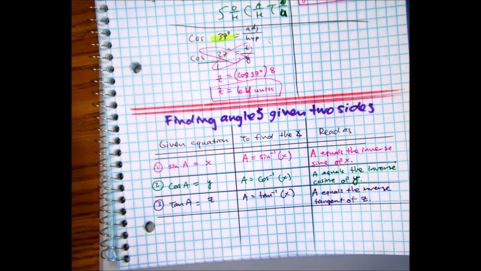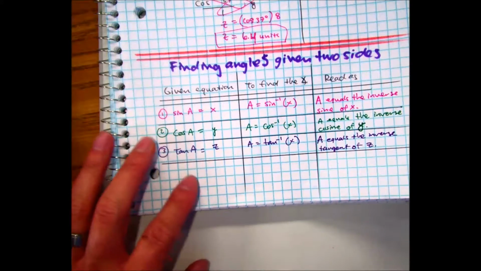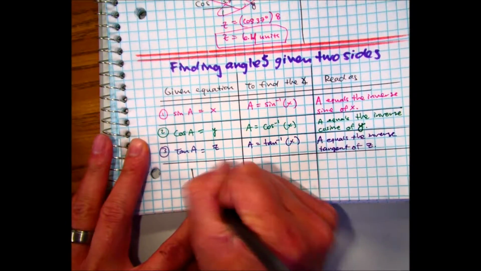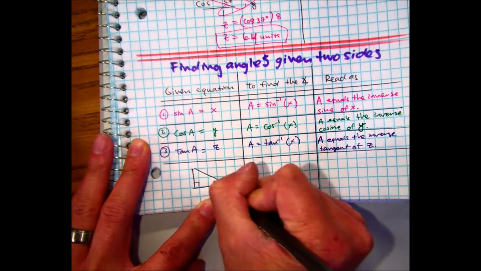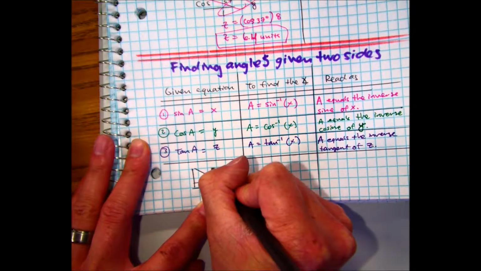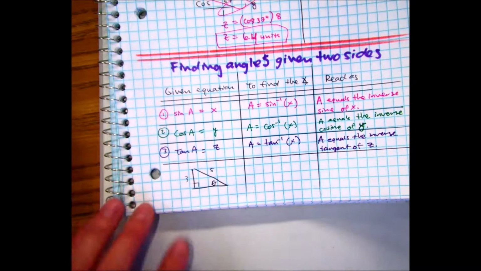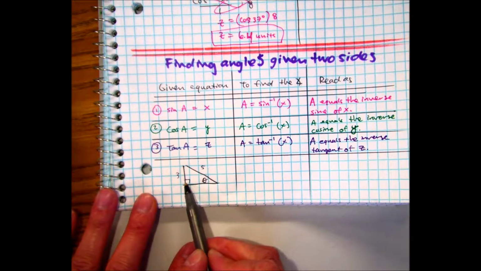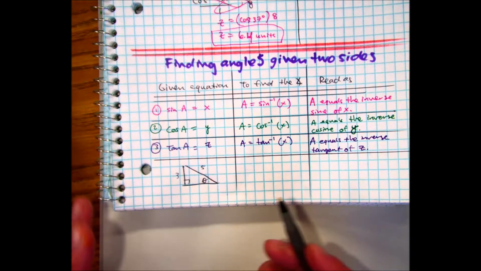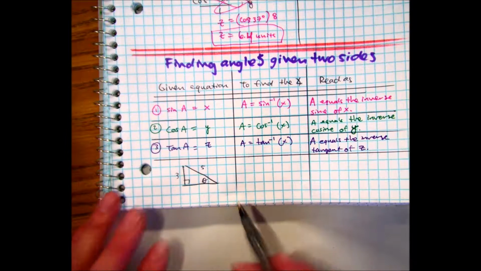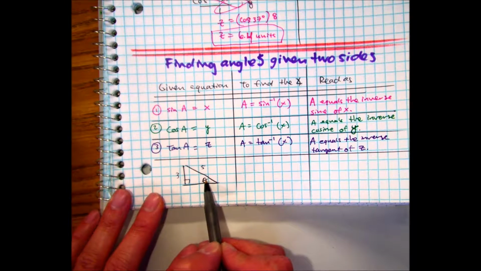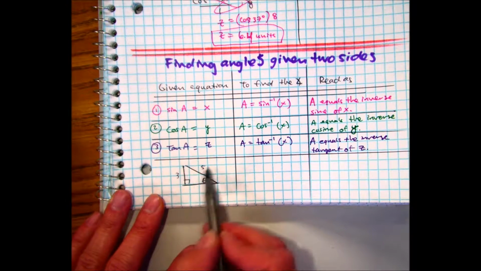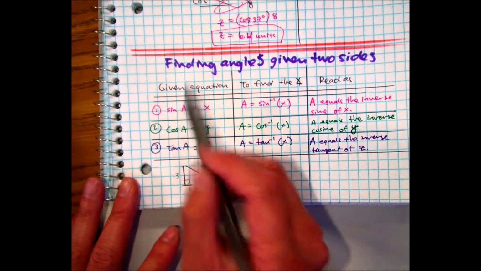Alright, so finding angles given two sides. If I give you this triangle, that's theta. Say I give you 5 and 3. Notice here you don't have this angle. You know it's got to be less than 90 because the triangle is 180 and this is 90. Therefore these two angles have to add up to be 90, or they're complementary angles. So we don't know what this angle is, but if I use the two sides I can find it.